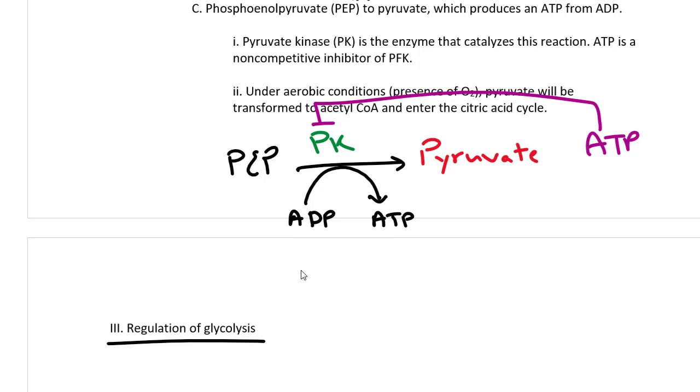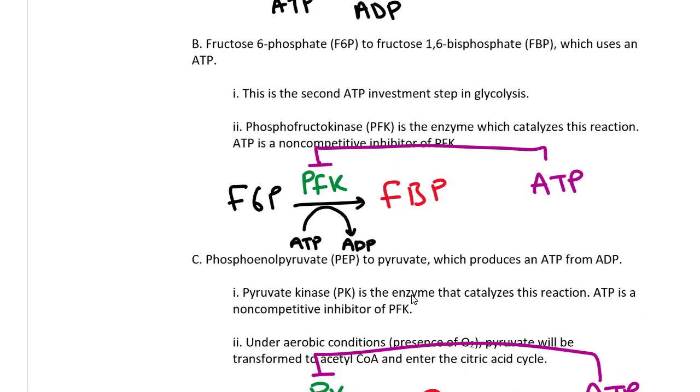Now, just to be clear, this way of writing out reactions is commonly done when you have an activated carrier either being used or it's being activated. So what do I mean by that? So if we go up here, for example, fructose 6-phosphate to fructose 1,6-bisphosphate. In this case, an ATP is being used. So an activated carrier is being used to drive the reaction.